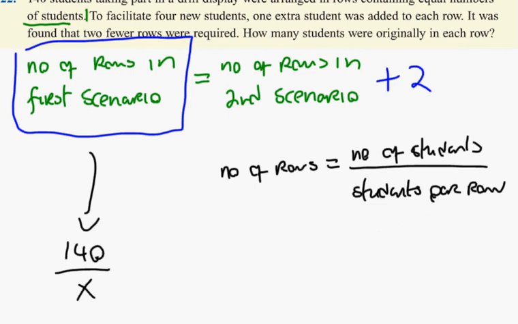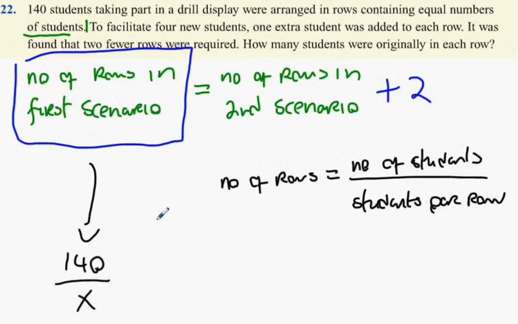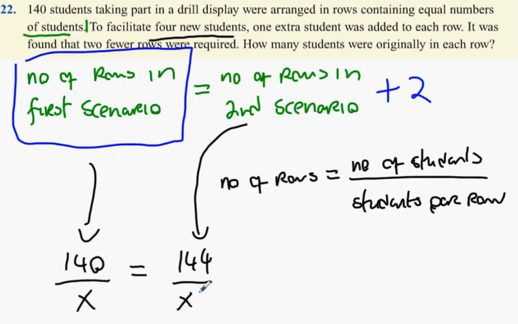Now, what does it say for the second part? 4 new students. How many students do I have in total now? 144 students. Now, 1 extra student was added to each row. So what does that turn the x into? X plus 1. Because there's 1 extra. And now I've created my equation. That's the hard part done, right?